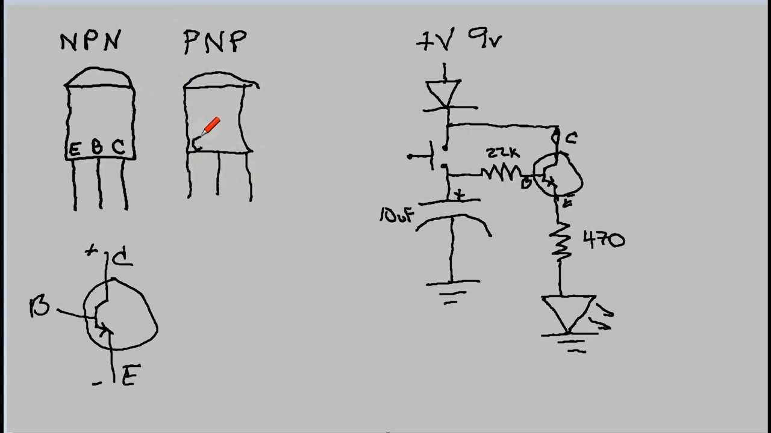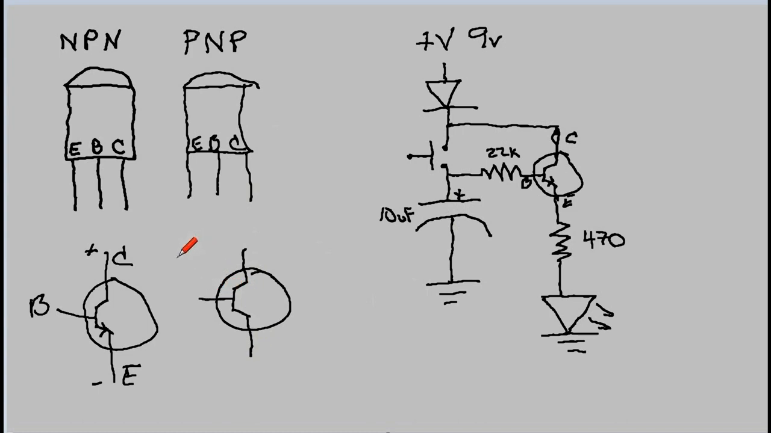But once again, we have E, B, C. So this is the PNP. But the schematic is actually quite different. It's actually the opposite of this. So let's draw our schematic symbol for the PNP, and hopefully over time doing these videos I'll get better at drawing this stuff. Come down, over, down, over, down.